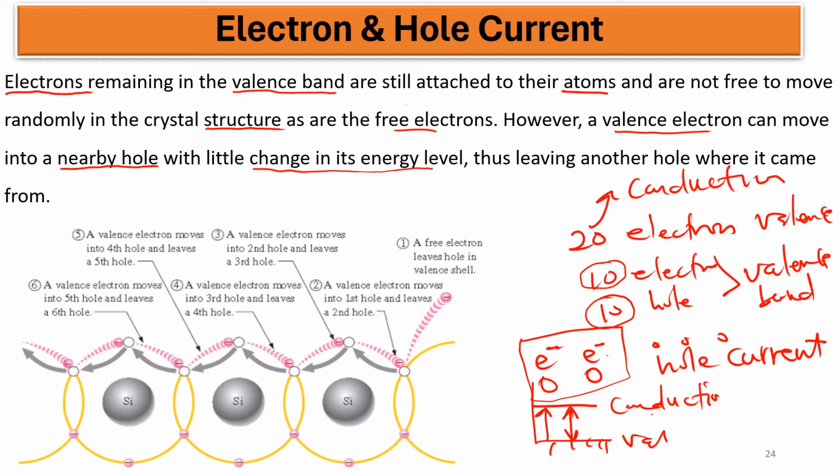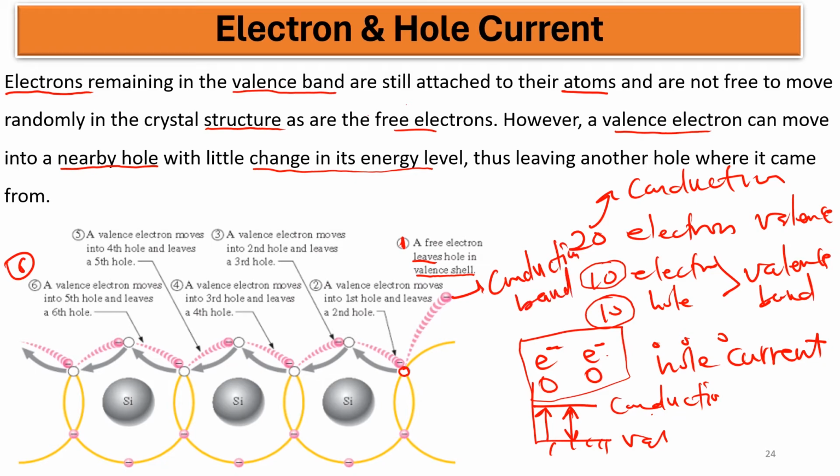We have from position 1 up to position 6. It can best explain this hole current. So here we have a free electron leaving into the valence shell. Now we have an electron which is moving. It is going to create a hole, because the absence of an electron creates a hole, right? And then a valence electron moves into the first hole and leaves a second hole. Actually, this one is leaving into the conduction band.